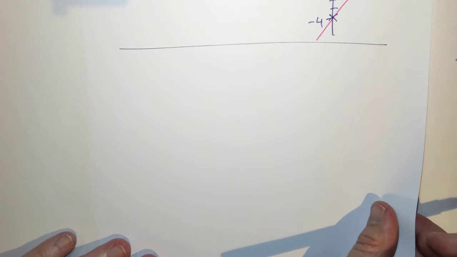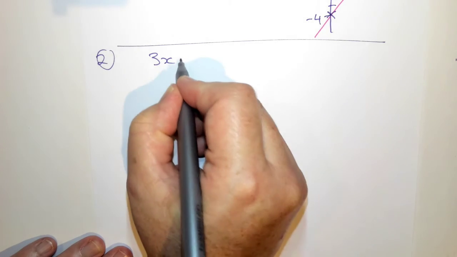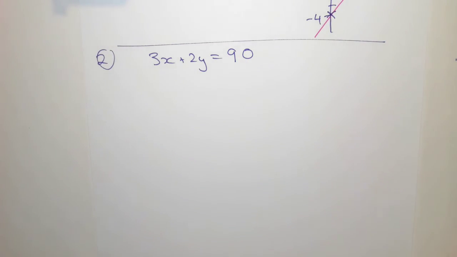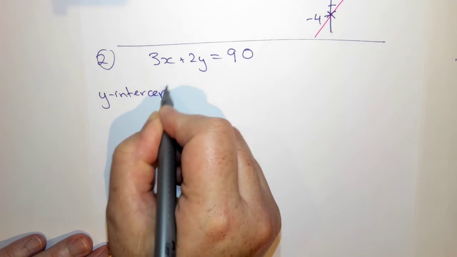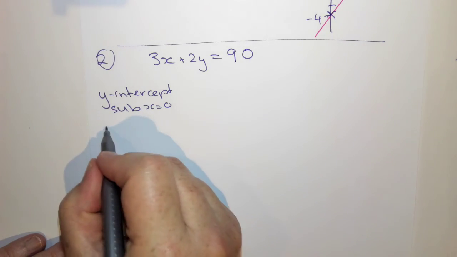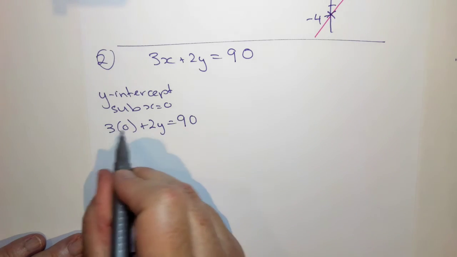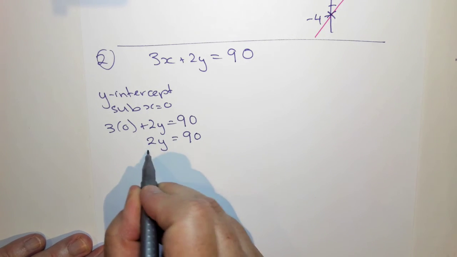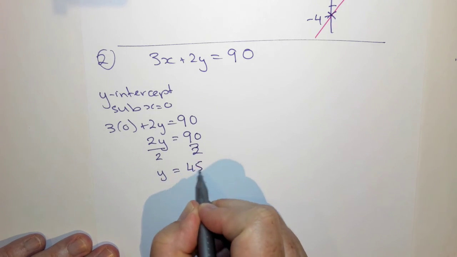Let's have a look at another example, going through the same process. Okay, so 3x plus 2y equals 90. I'm going to start off and think, right, if I want my y-intercept, that means I need to substitute x equals 0 into the equation. So 3 times 0 plus 2y equals 90. 0 times anything is 0. 2y equals 90, divide both sides by 2, and that gives me y equals 45.